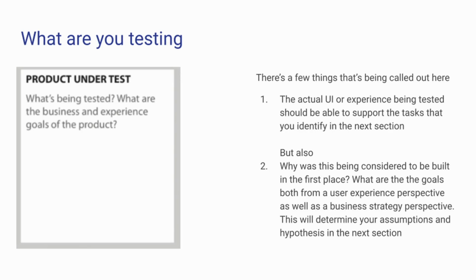So the first square of this canvas is, what are you testing? What is the product under test? There are two callouts here. One is just, what is the actual thing you're testing, the actual prototype? And the other is understanding why this is being built in the first place. What is the user experience and business that they are going after? It's important to understand the context of why your company is doing this. Why are you building this?